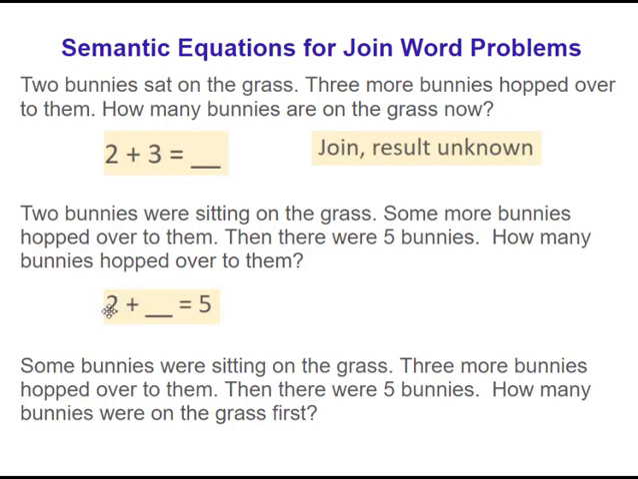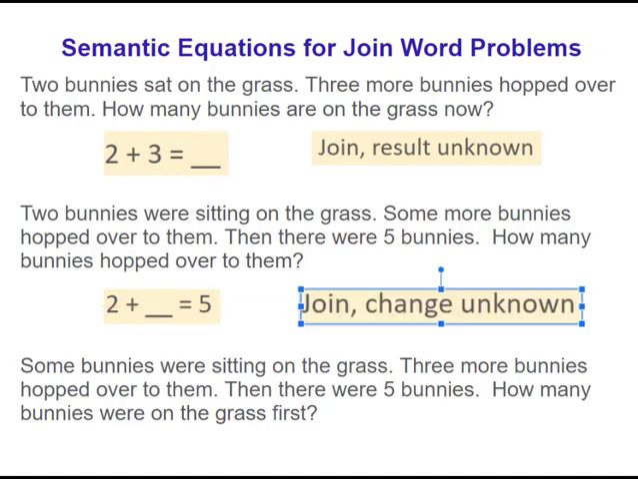Notice how this connects with the word problem. 2 bunnies were sitting on the grass. Some more bunnies hopped over to them. Then there were 5. We call this problem type join change unknown. We know it's a join word problem because the quantity is increasing. We call this change unknown because the unknown is the change. In other words, how many more bunnies hopped over to them.